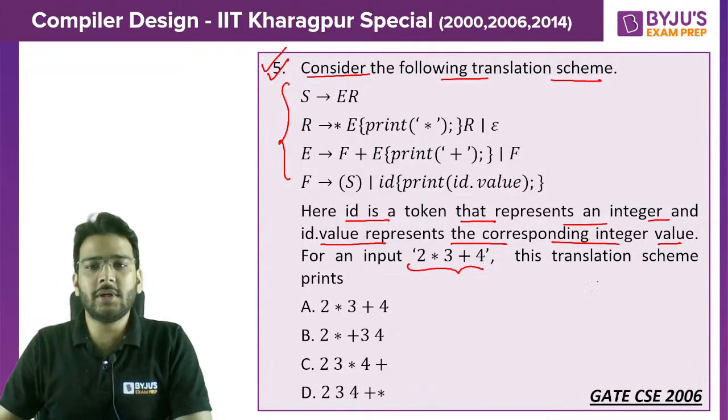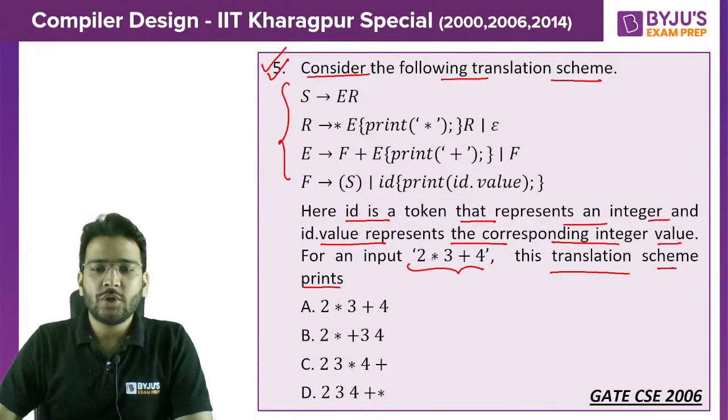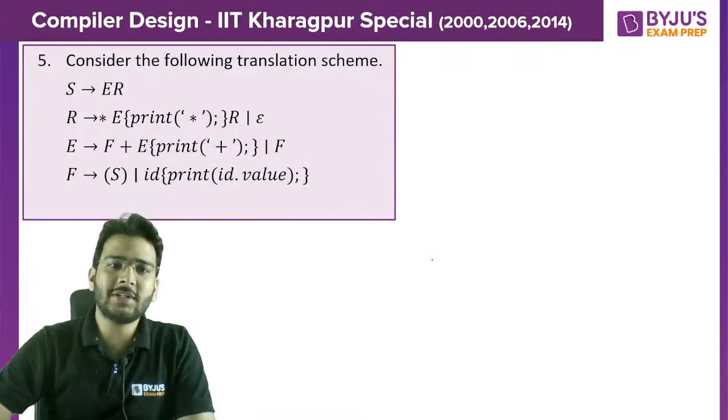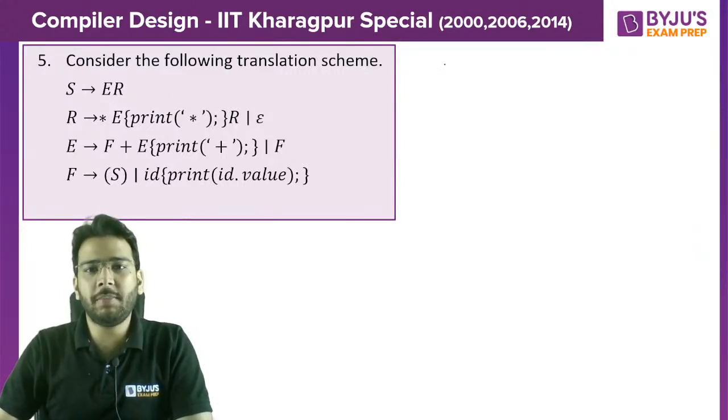For an input, this translation scheme prints what? So 2 into 3 plus 4. This is given to you, guys. 2 into 3 plus 4. This is the input given to you, right?